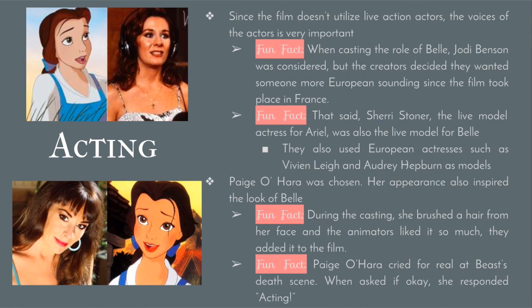helped inspire the look of Belle, while for Robbie Benson, the voice actor for Beast, his look did not inspire the look of Beast. During casting, Paige O'Hara had a hair on her face and she brushed it aside, and the animators liked it so much they put it in the movie. If you look at the bottom picture on the right, you see that little strand of hair in Belle's face, and in that scene, she moves it aside, and that's the scene that they modeled after Paige O'Hara.